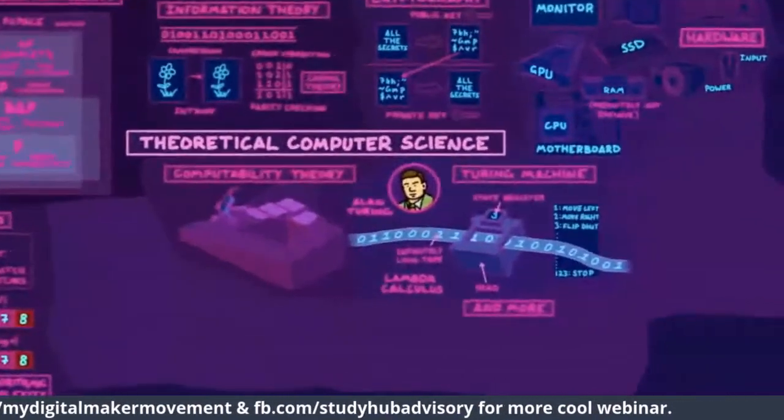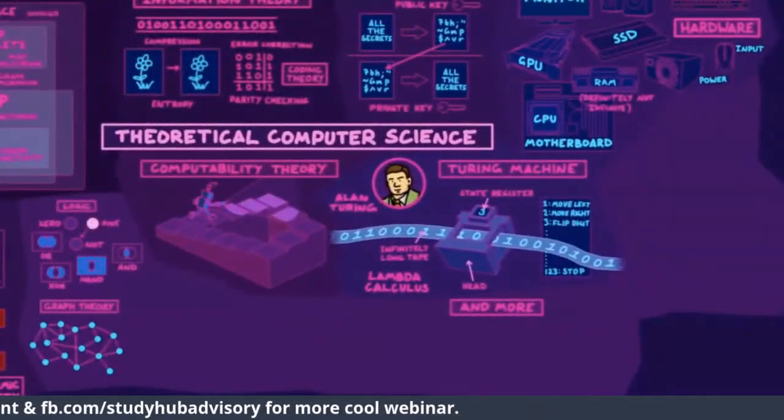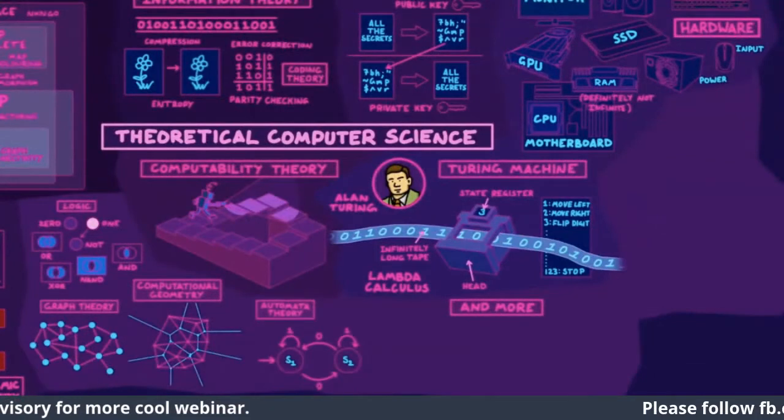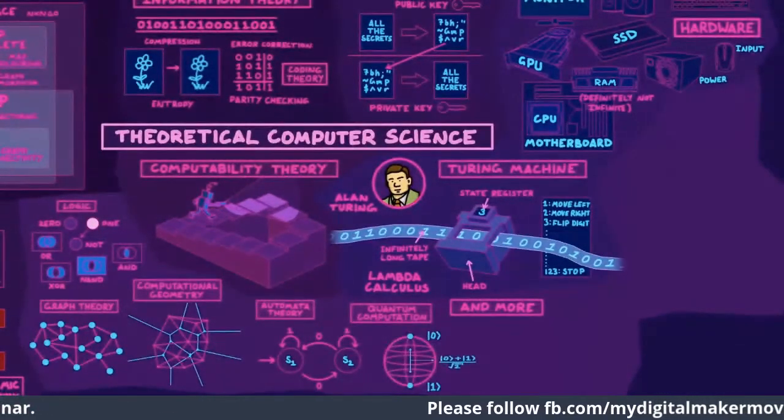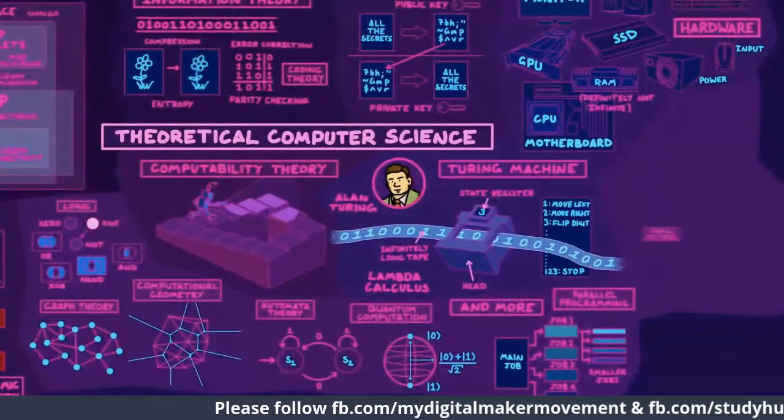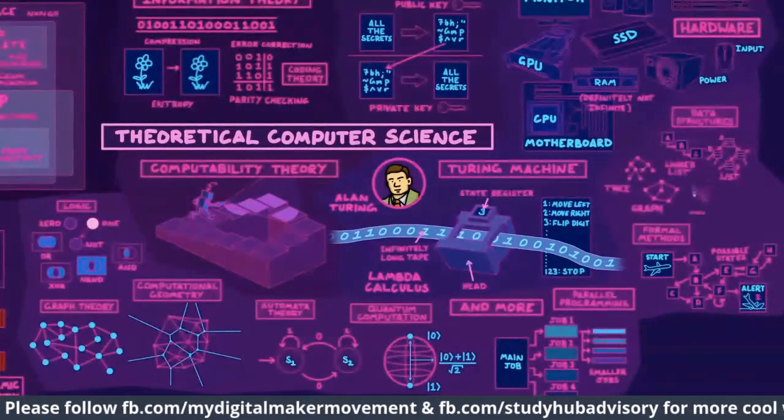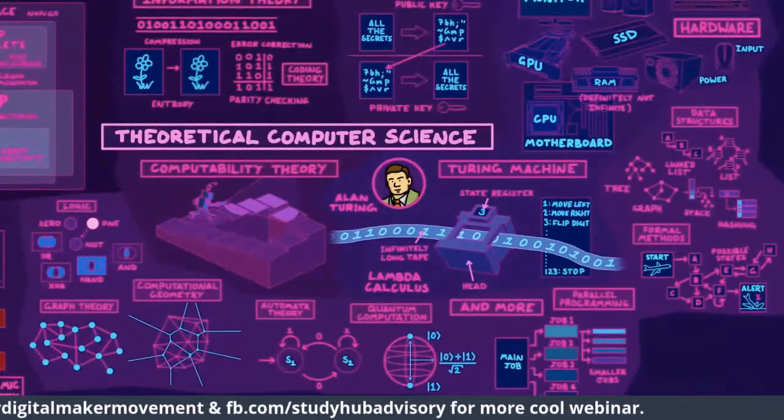These are the main branches of theoretical computer science, although there are many more that I didn't have time to go into, like logic, graph theory, computational geometry, automata theory, quantum computation, parallel programming, formal methods, and data structures. But let's move on to computer engineering.